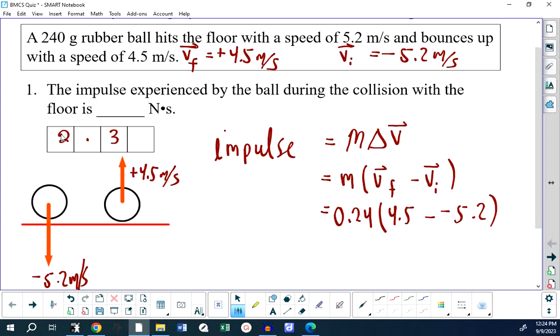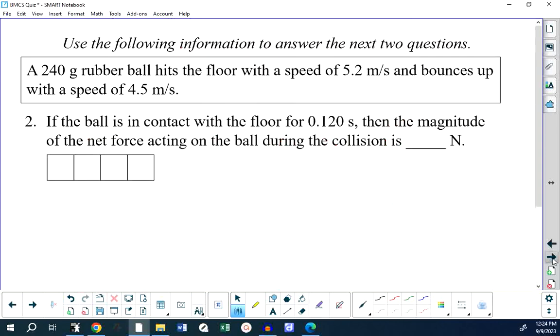Now we take a look at number 2. This is just the way of the world sometimes. Unfortunately, if you don't get question number 1 right, you're not going to get question number 2 right. Because question number 2 is asking you to find the force applied to the ball if the time that it's in contact with the floor is given to you. And we already know the impulse. One of the things we learned in lesson 1.2 is that impulse, as well as being equal to m delta v, is equal to f delta t.